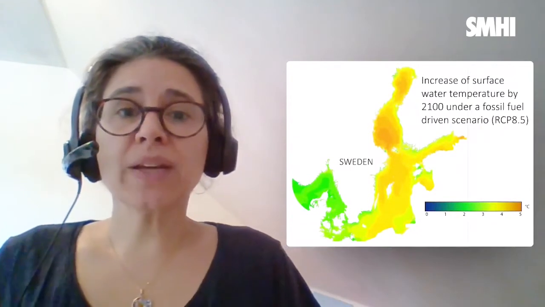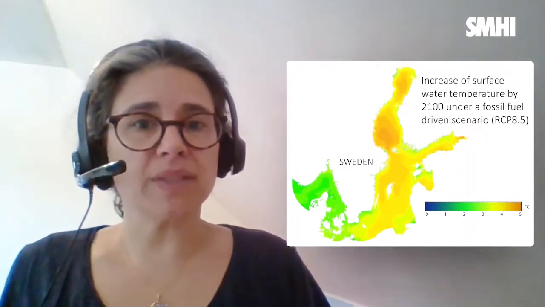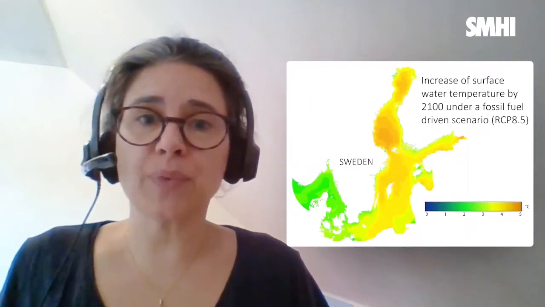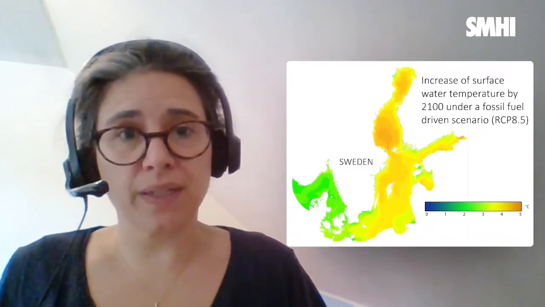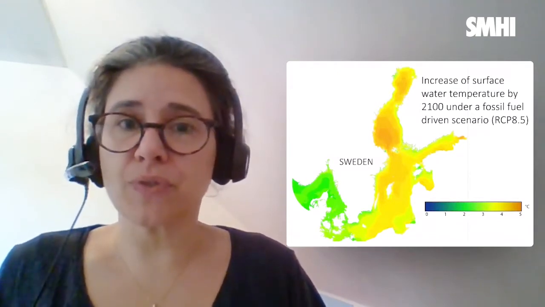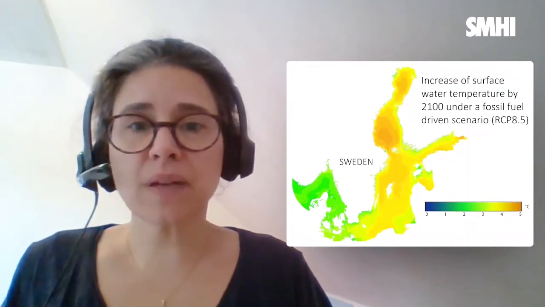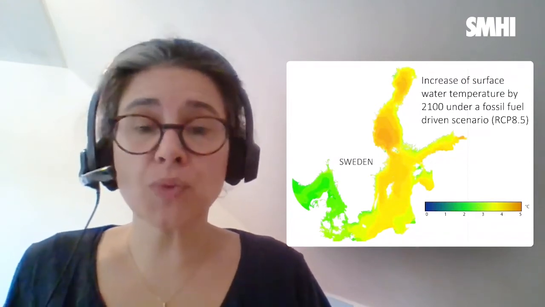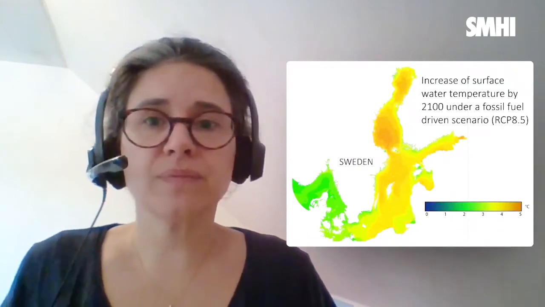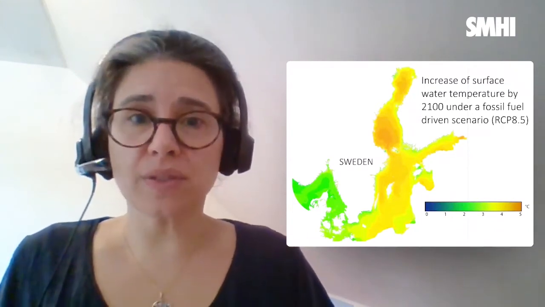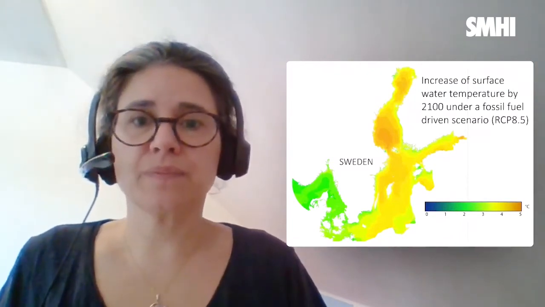For example, we can look at the surface water temperature. Here is a map of Sweden and the surrounding sea. The color on the map represents the increase in sea surface temperature between now and 2100, if the world follows a fossil fuel-driven climate scenario. You can see that in most areas, seawater will be much warmer, the largest changes being found up north. The model has inherent uncertainties, which in this case are smaller than the climate change signal.